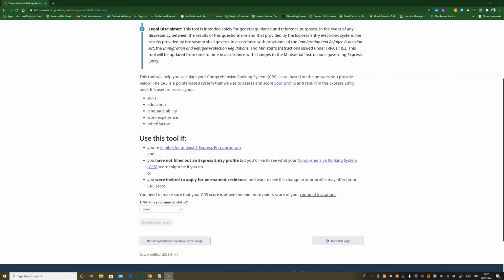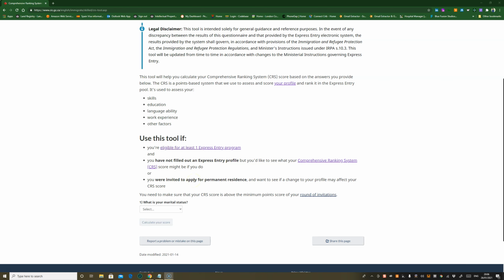Another thing I want to point out is that you don't have to have all the skills or the education, the language, the work experience. You don't have to have them before you can use this system to determine what your CRS score is. You can use this provisionally and say, okay, in the next 2 years, I expect to have this score. So that is what I'm going to use to check my comprehensive ranking score now. So I'm just going to do a couple of examples.